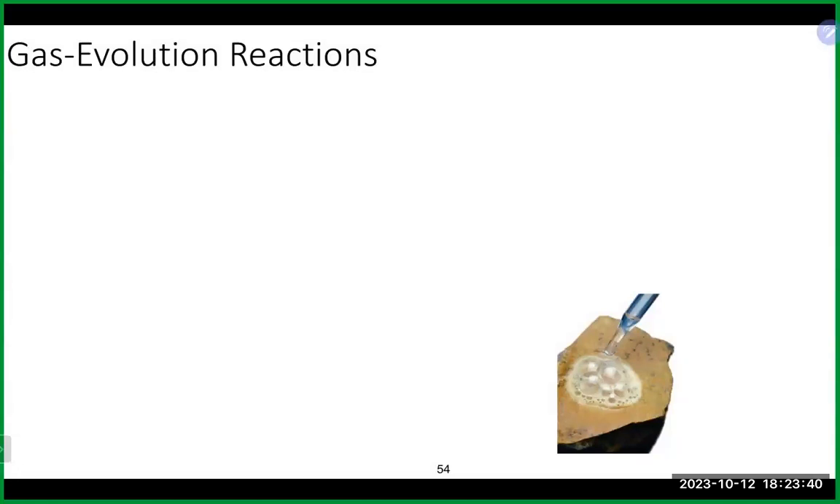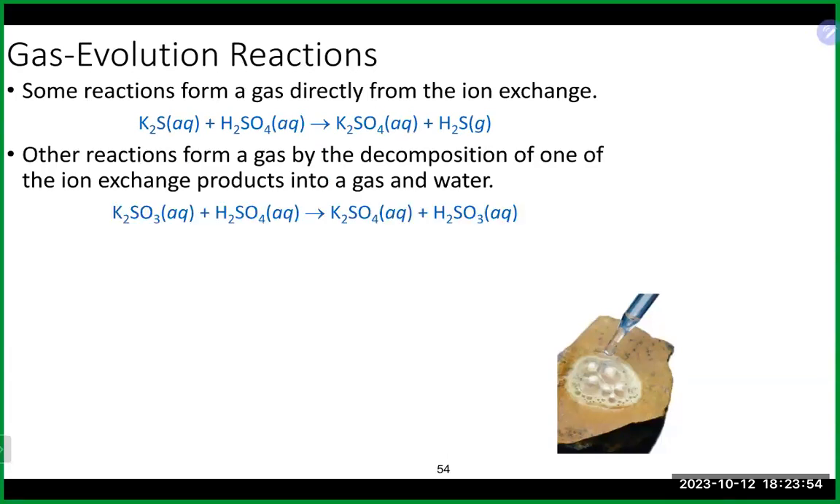Now, in addition to a solid being formed and also a water being formed, sometimes double displacement reactions will actually involve gases that are formed. And as a result of those reactions that take place, sometimes the gas that is generated happens directly from just the exchange of the ions. In other cases, it's actually a kind of two-step process that occurs. You have the double displacement reaction happening, and then one of the products decides to go through a decomposition reaction and break apart, and that produces gas.